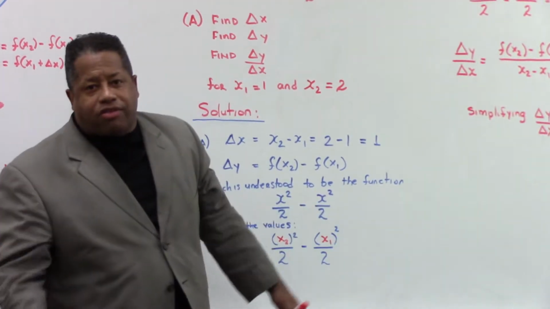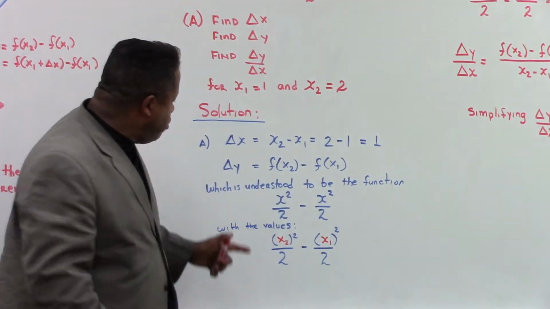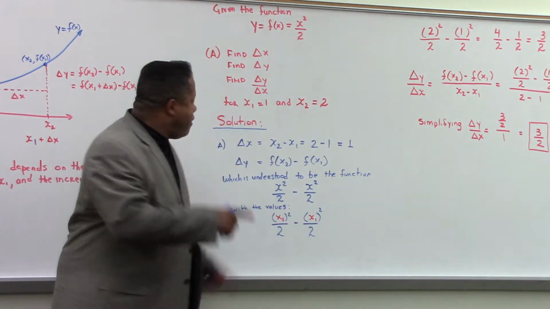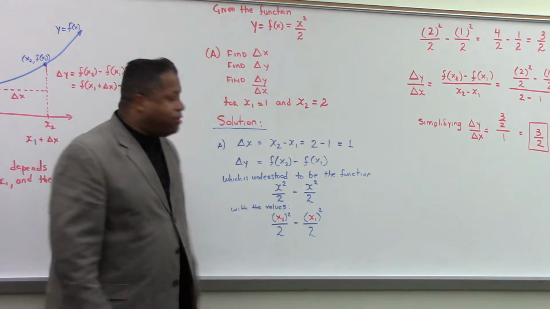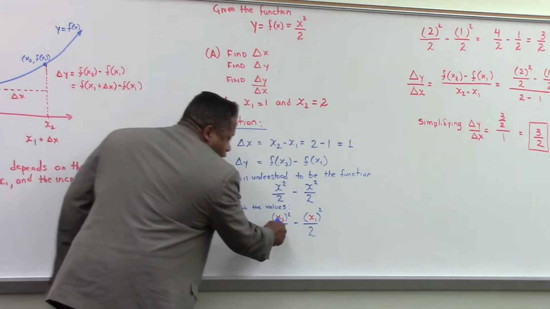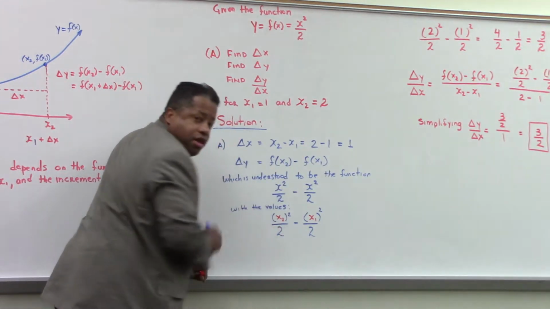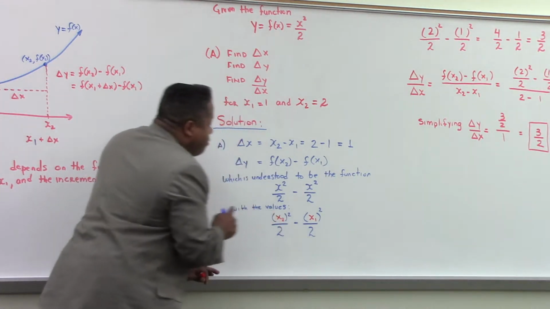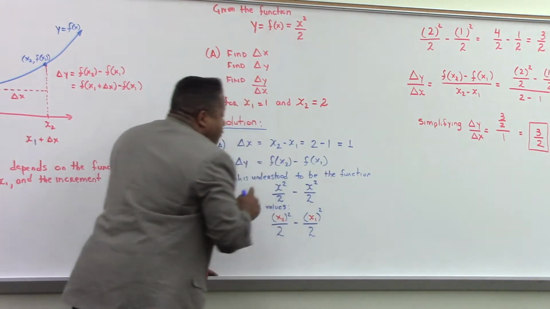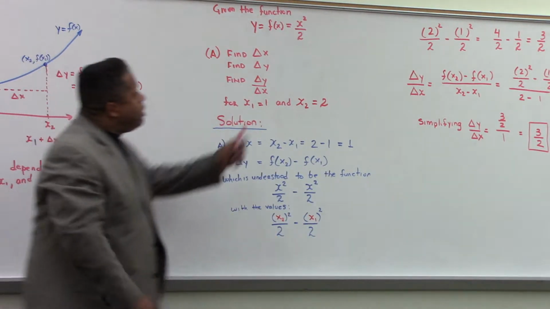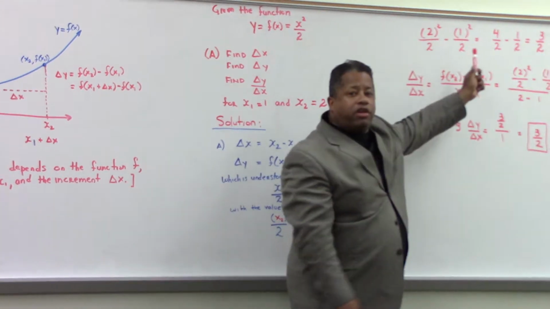Minus, again, x squared divided by 2, but we're going to use the values of x2 and x1 substituted for x. So we're going to take x2 and put this right here, and substitute it in this part of the problem. And then we're going to take f(x1), which is 1, and substitute it in that part of the problem. And here's its representation here, as you can see.